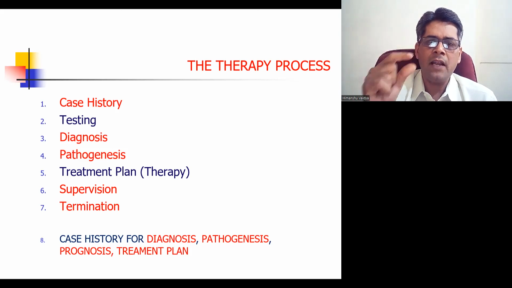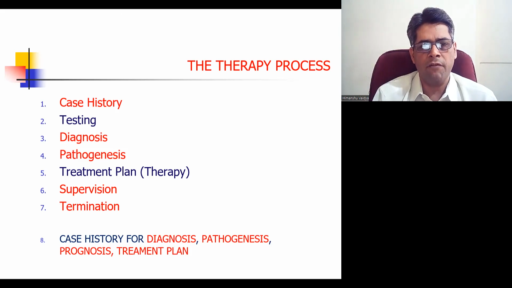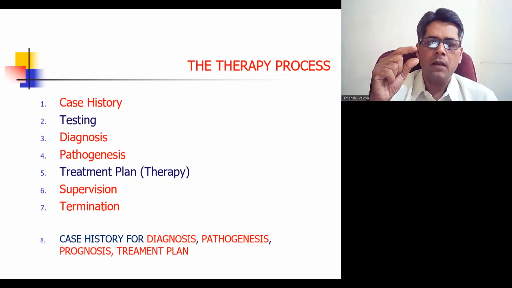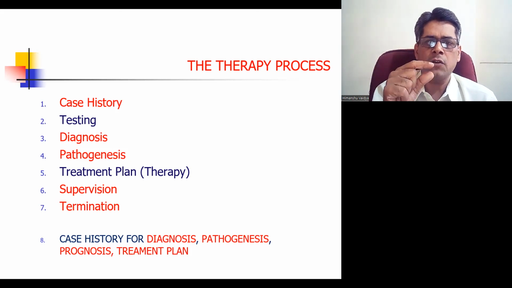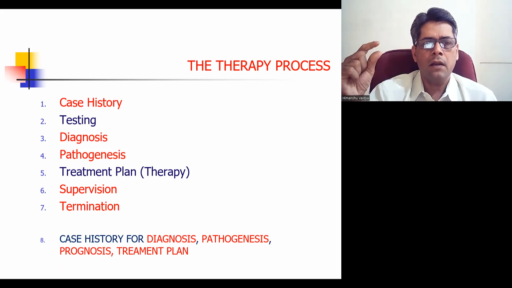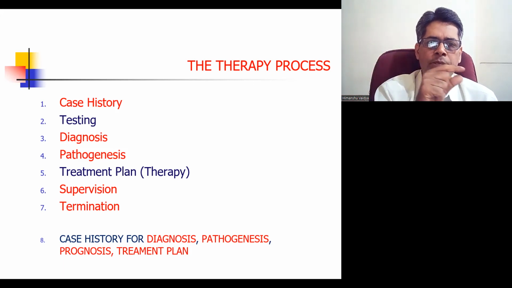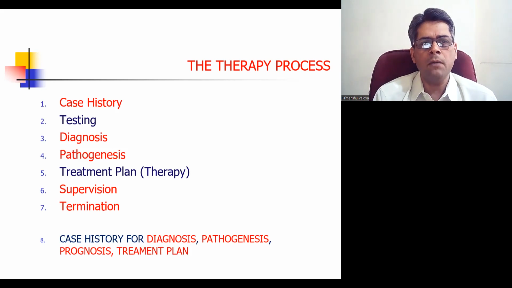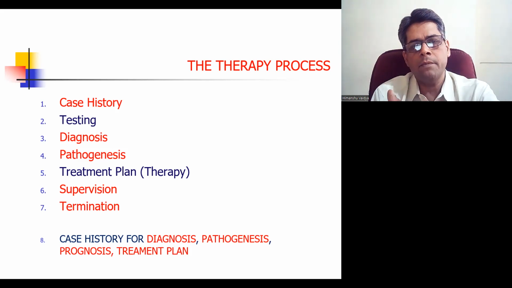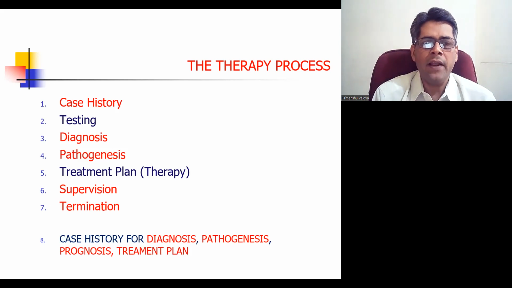What is the name of the problem the person is suffering from? And here we diagnose the person as suffering from generalized anxiety disorder, depression, addiction related problem, bipolar, a personality disorder, whatever be the problem the person has. We arrive at a label using information from case history and psychological testing and referencing that information to DSM-5 or ICD.